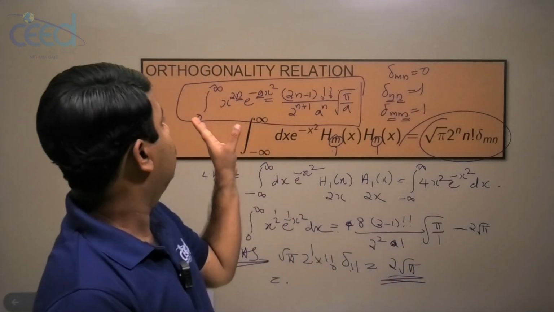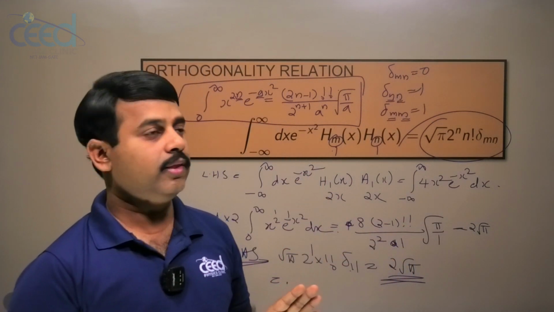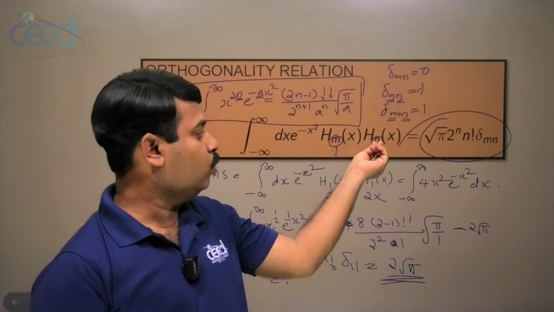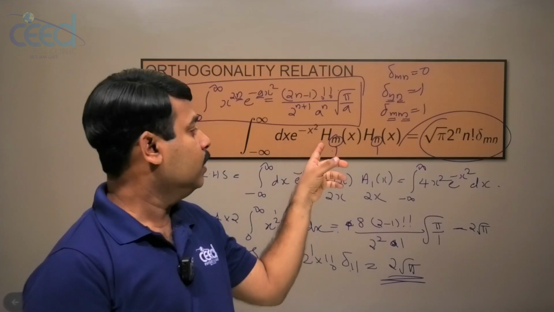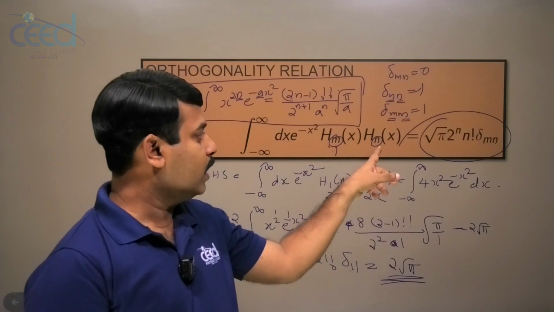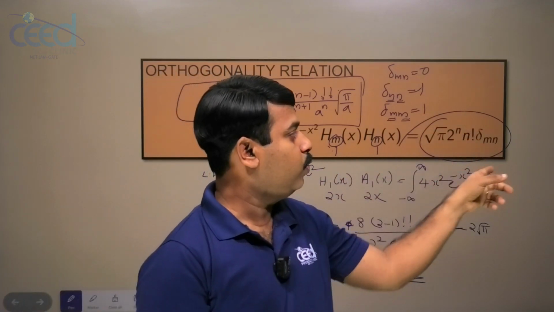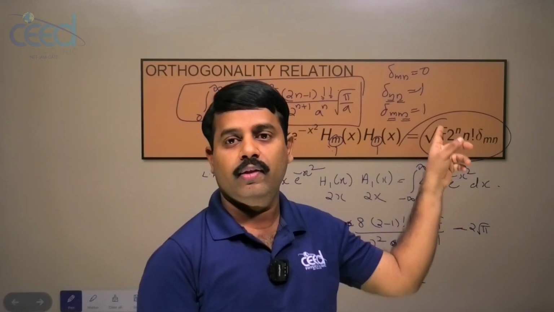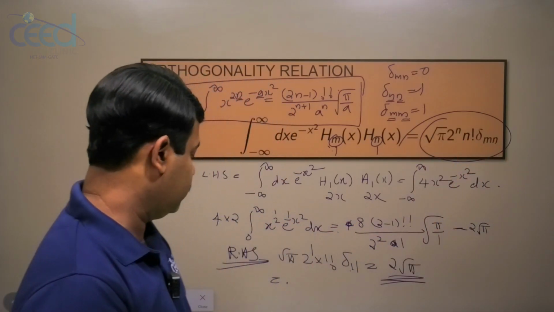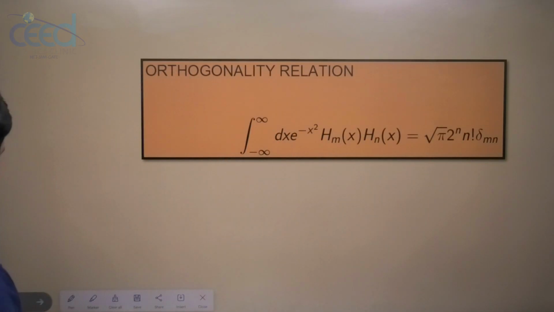So this is the orthogonality relation. For any Hermite polynomial, you can put a 1 here, 2 here, and check. Then if you put 1 here, 2 here, meaning m not equal to n, at that time this value you are getting is 0. You can verify, you have to check it. Alright.